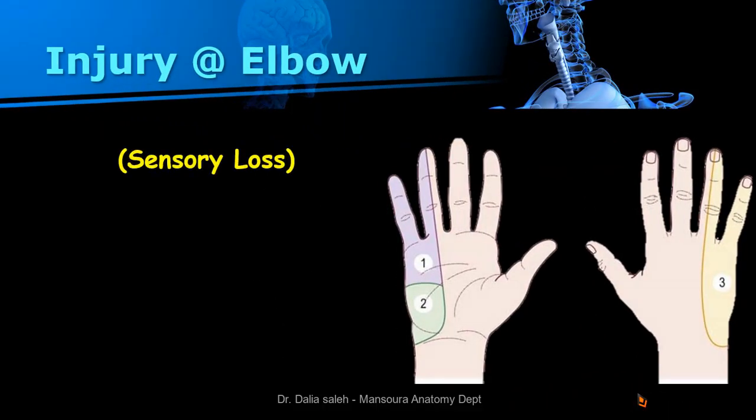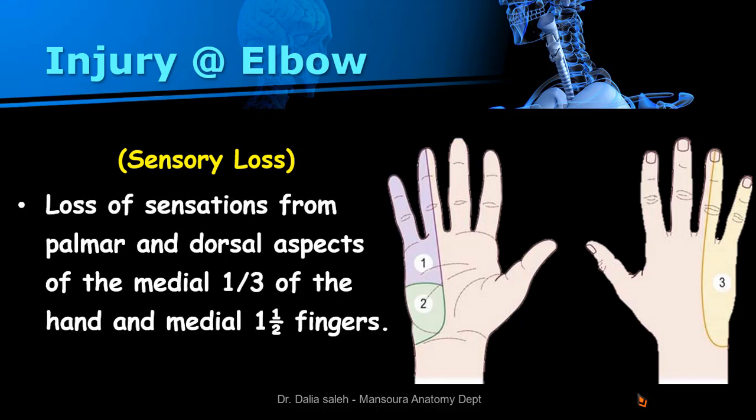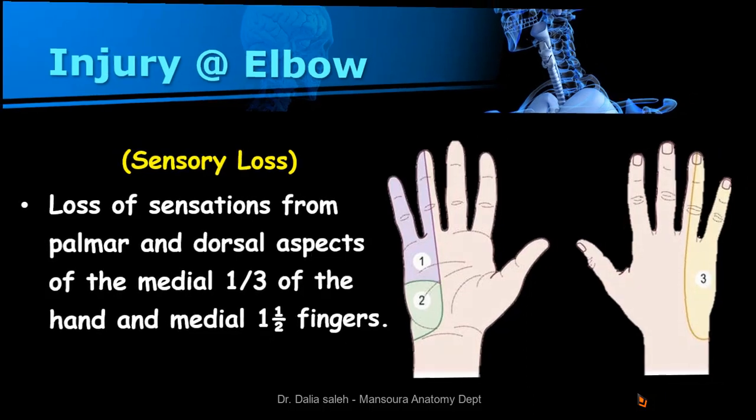For the sensory loss, there will be loss of all sensation from the palmar and dorsal aspects of the medial third of the hand and the medial 1½ fingers due to affection of the palmar cutaneous branch, the palmar digital branch, and the dorsal cutaneous branches.